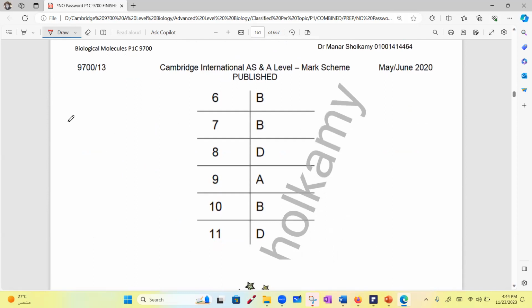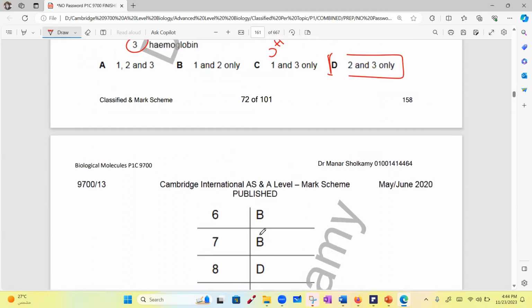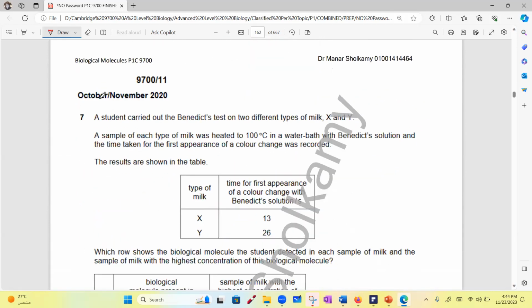Good. Oh, we finished. All correct? Do we have any mistakes? No, okay. Now, November 2020. So we finished June 2020, the 3 variants. Good. November, let's do this.